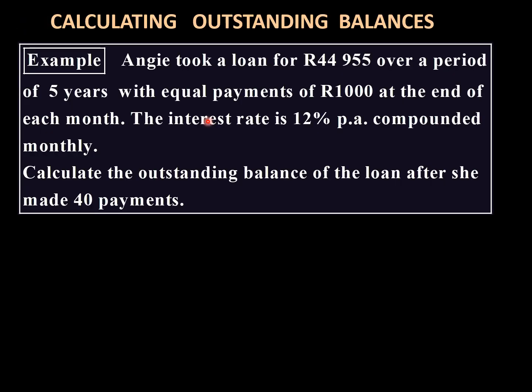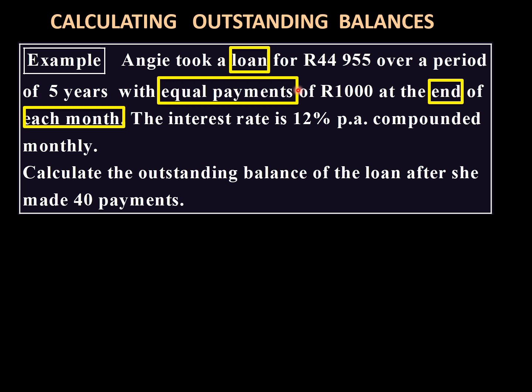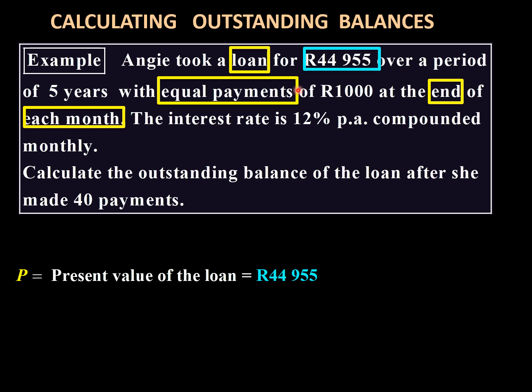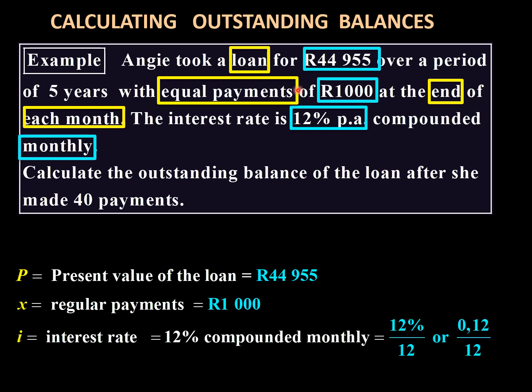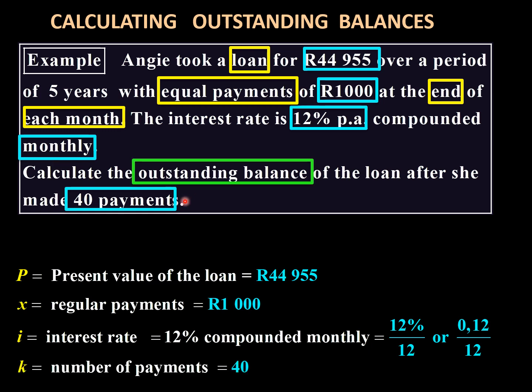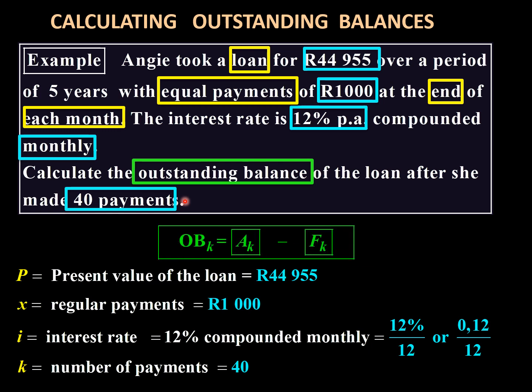Let's look at an example now. We have Angie who took out a loan of 44,955 rand, so we're going to actually calculate everything. She's making equal payments at the end of each month, right? That's the present value, and the 1,000 rand is the value of the monthly payments. 12% monthly is the interest rate, and there are 40 payments, so we want to find the balance after the 40 payments. We have to find the outstanding balance, and that is how we will find it. We look at the growth, and subtract from it the future value of all those payments made.